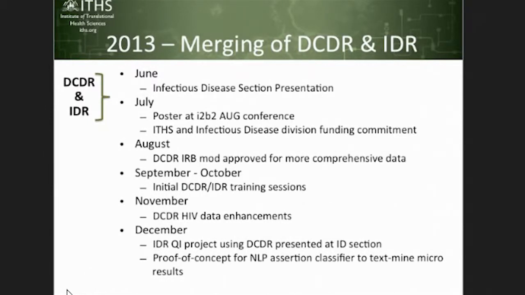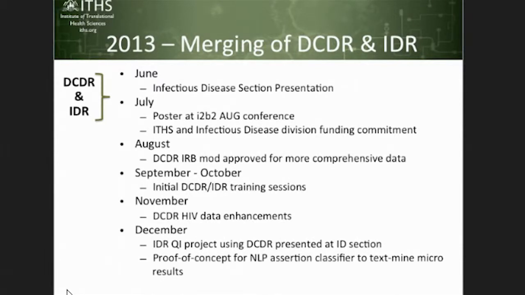In July, I presented my incredibly detailed microbiology text processing at the I2B2 meeting because DCDR is using the I2B2 interface. And ITHS and the Infectious Disease Division decided to commit to move this project forward together. And Infectious Disease provided, I believe, about $20,000 per year for researchers to come and actually use this tool, determine cohort, and get the data from us.